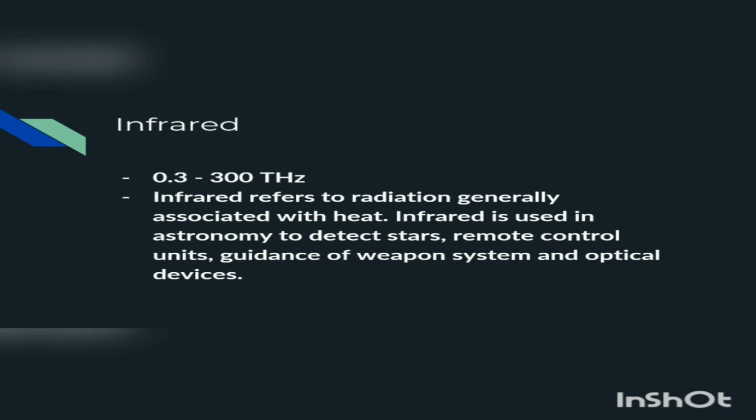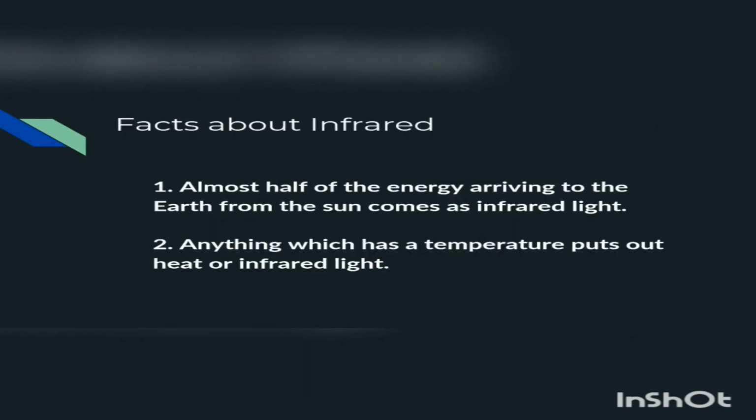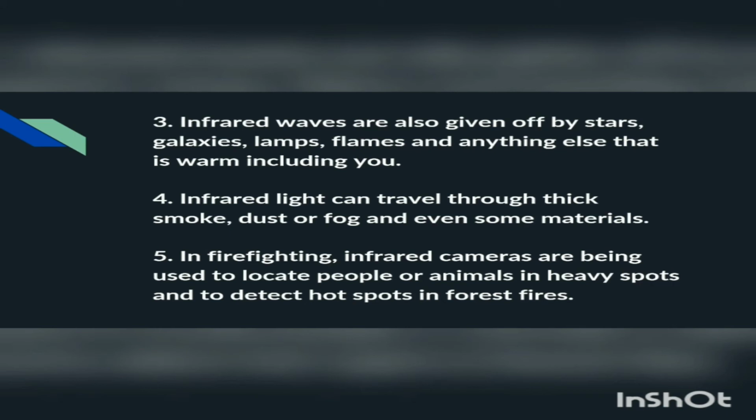These are some uses of infrared. Facts about infrared. Almost half of the energy arriving to the Earth from the Sun comes as infrared light. Anything which has a temperature puts out heat or infrared light. Infrared waves are also given off by stars, galaxies, lamps, flame, and anything else that is warm, including you.